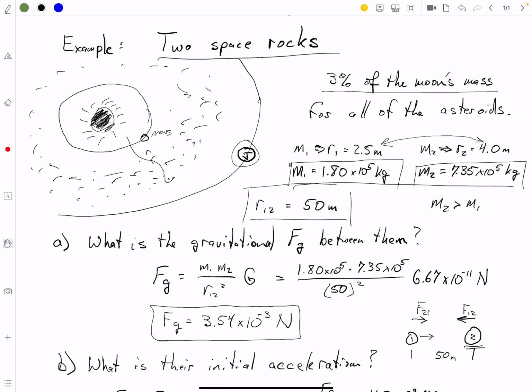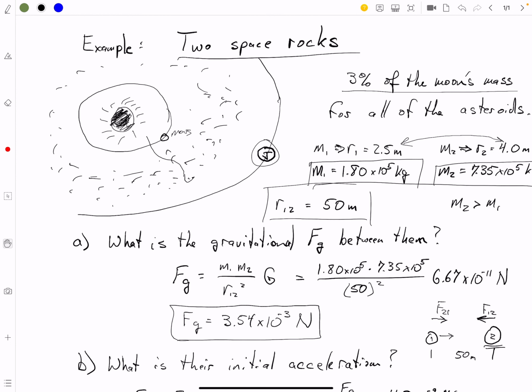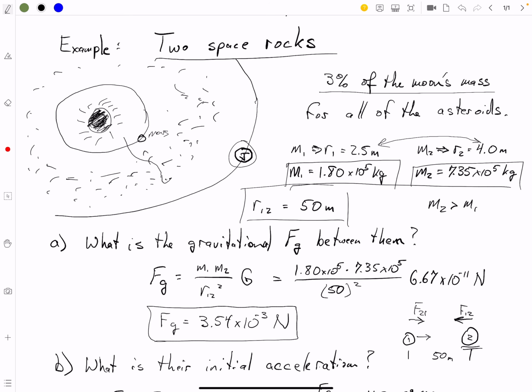So here are our two space rocks. We've got a radius for one. We've got a radius for the other. And we've got the mass of one, and we've got the mass of the other. Now, this mass is definitely bigger. M2 is bigger than M1. Just keep that in mind. Most of the time M1 is bigger than M2, but we're going to do M2 bigger than M1.